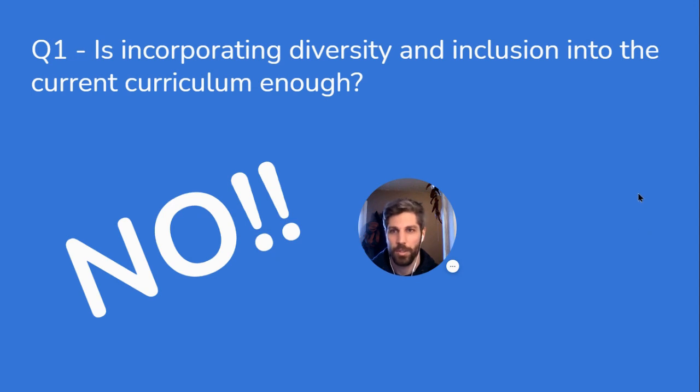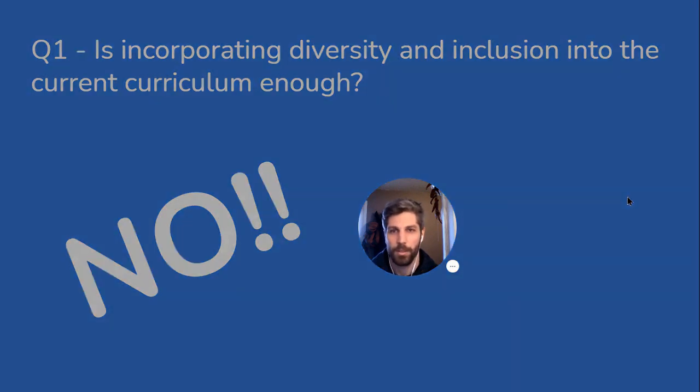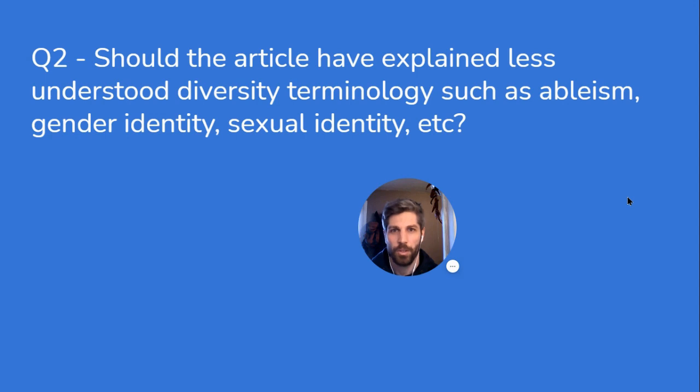The second question that I looked at was, should the article have explained less understood diversity terminology? So things like ableism, gender identity, sexual identity, because there's lots of confusion with some of these terms. Ableism is, for those who aren't familiar with the term, discrimination in favor of able-bodied people. That could be within the environment, people that have mobility issues, and having tons of staircases within an environment is a discriminatory environmental standard.